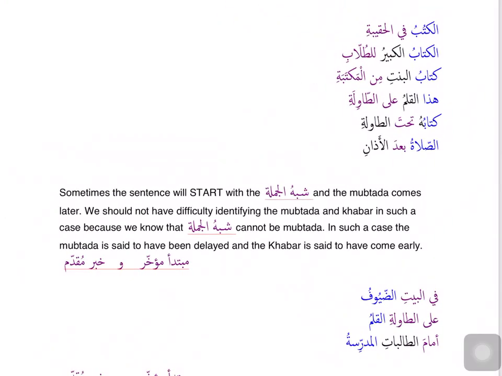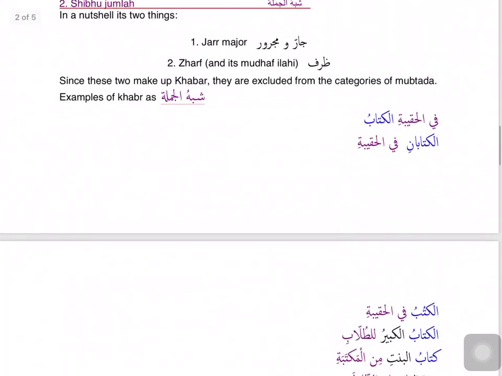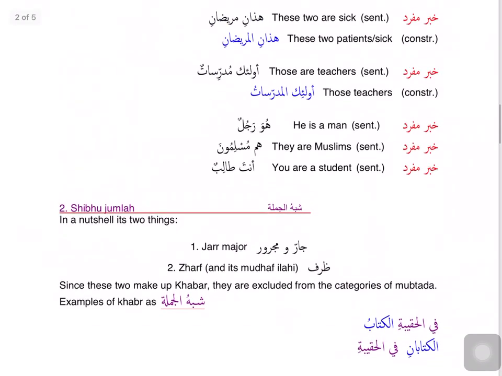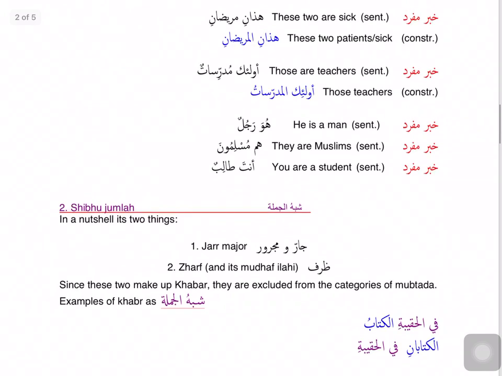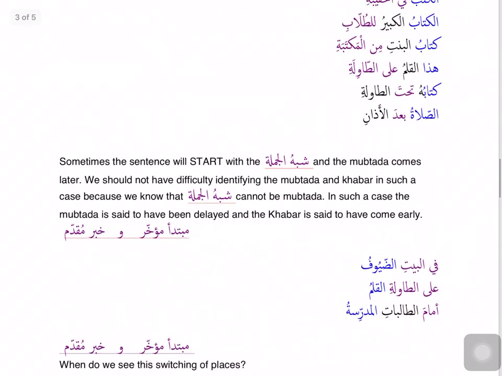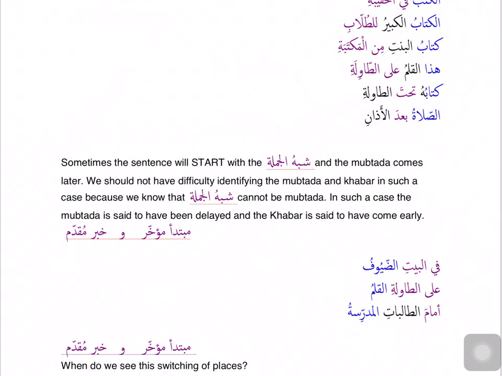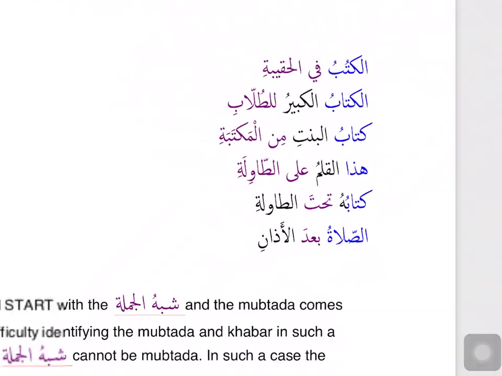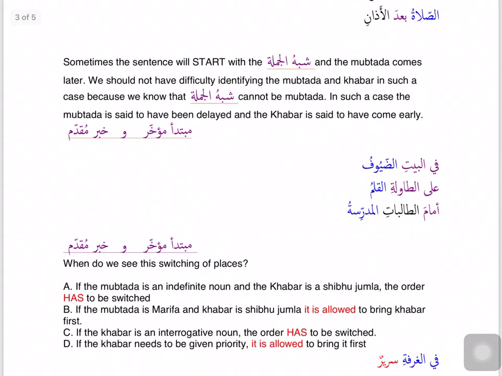So we saw examples of khabar mufrad. Huwa rajulun. Rajulun is khabar mufrad. We saw examples of khabar as shibhu jumla, either as a jar majroor, min al maktabati, or as a zarf, tahta. The few things extra we have to remember is that sometimes the sentence may start with a shibhu jumla. What is a shibhu jumla? A shibhu jumla is a jar majroor, or it could be a zarf. The sentence may start with it.